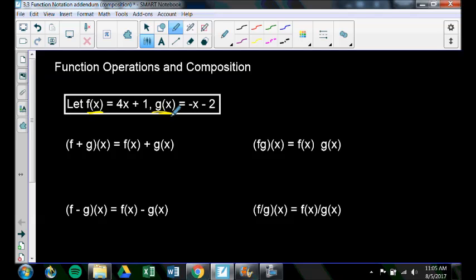So here, this is f plus g of x, which means just take f of x and g of x and add them up together. This is the mathy way of saying it. This is how we think about it, f of x plus g of x. So that's doing this plus this, so that's going to be 3x minus 1.